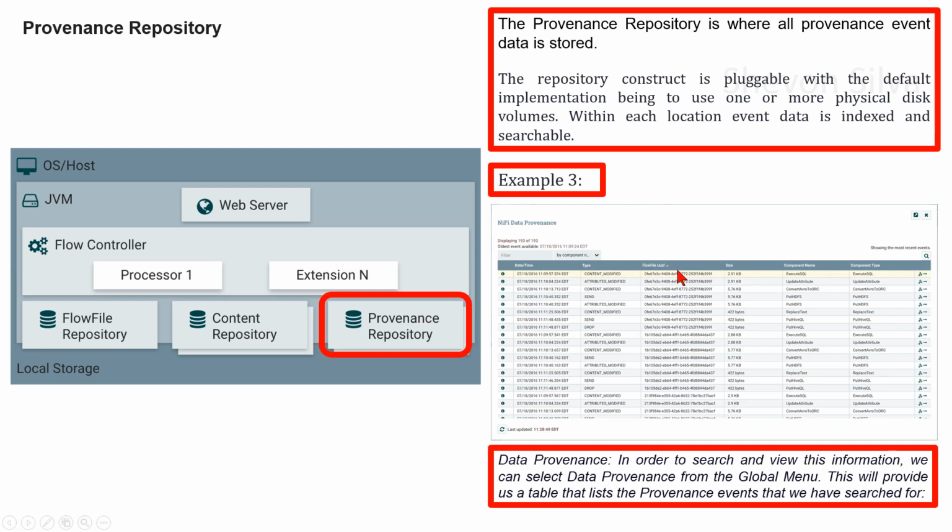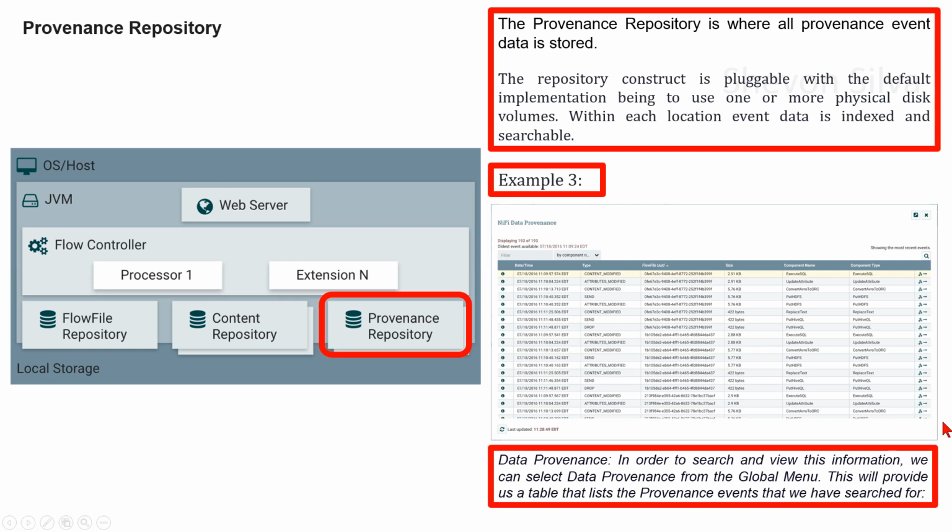NiFi keeps a very granular level of details about each piece of data that it ingests. As the data is processed through the system and is transformed, routed, split, aggregated, and distributed to other endpoints, this information is all stored within NiFi's provenance repository. In order to search and view this information, we can select data provenance from the global menu.